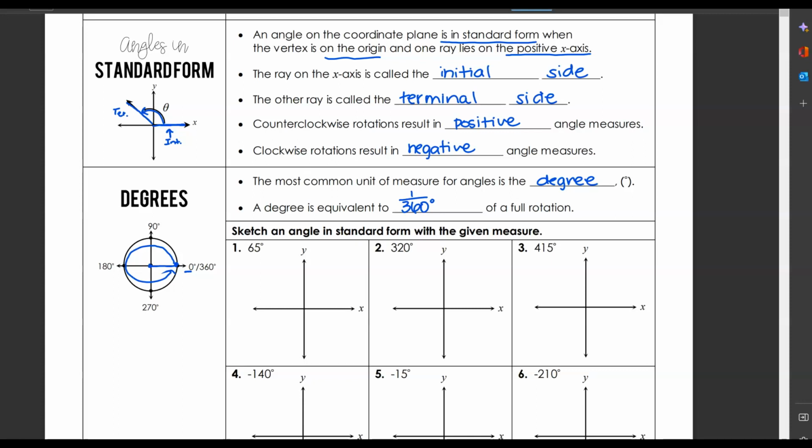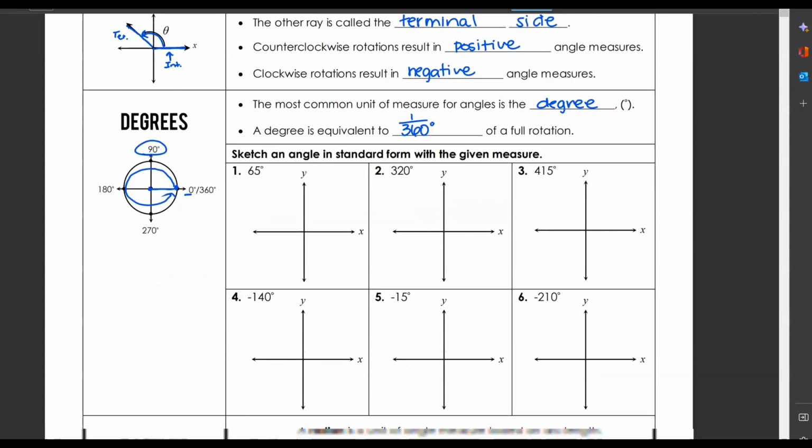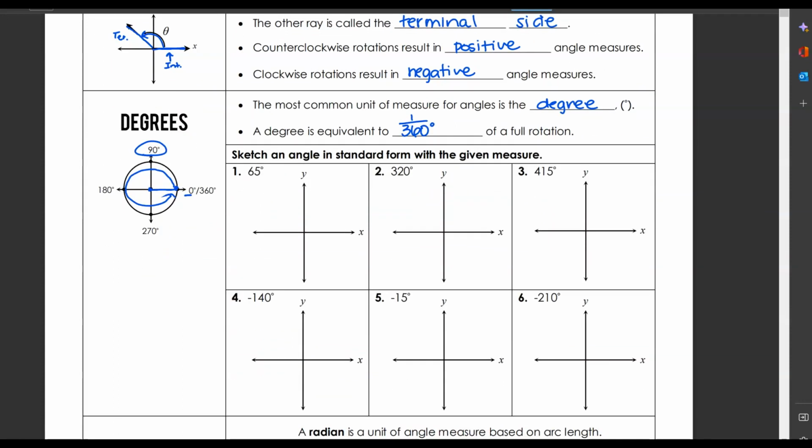If we're looking at 65 degrees, noticing that 90 degrees is right here at the top of our y-axis, that means that 65 degrees, if we're going to sketch that, is going to be in this quadrant here. It's going to be more than halfway. And so we see that this is an example of 65 degrees.